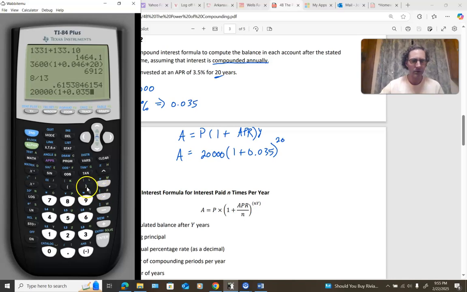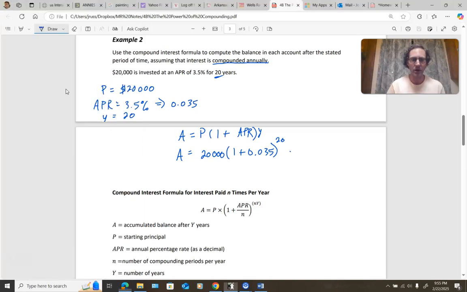Okay, I'll close these parentheses, and then this is my exponent key, so I'm going to raise it to the 20th power. Then I'll just hit enter, and this will give me the future value. Okay, so you can see that after 20 years, this has grown to almost $40,000.